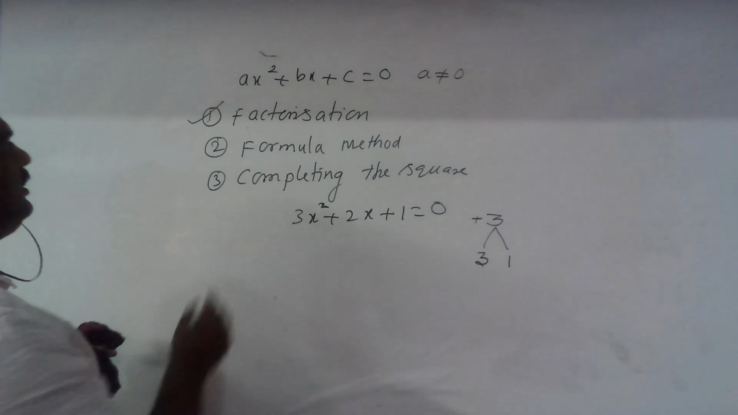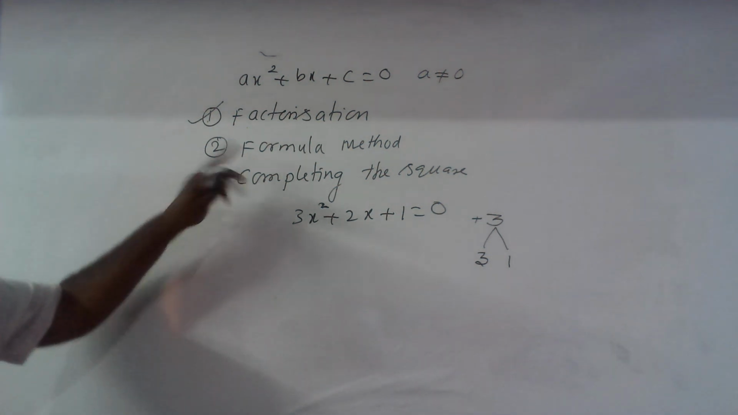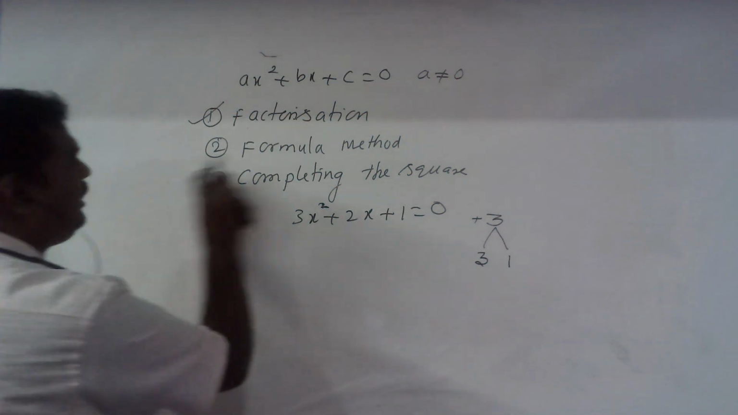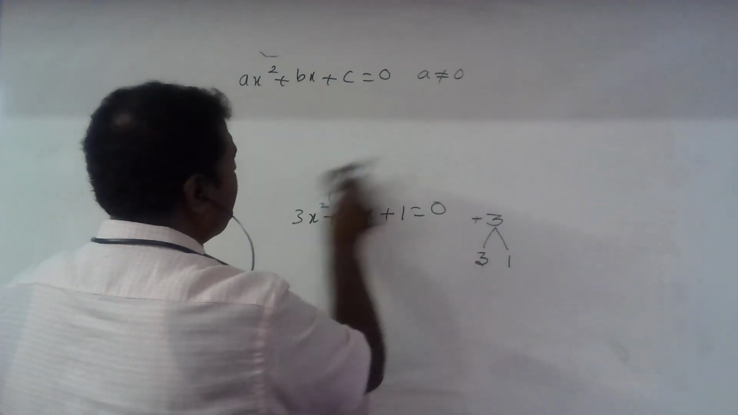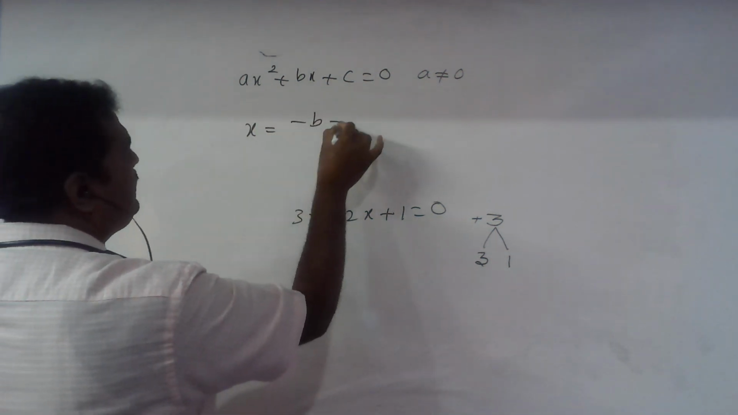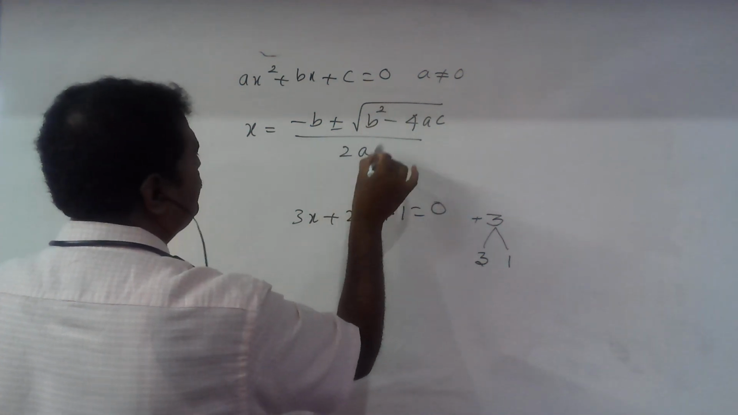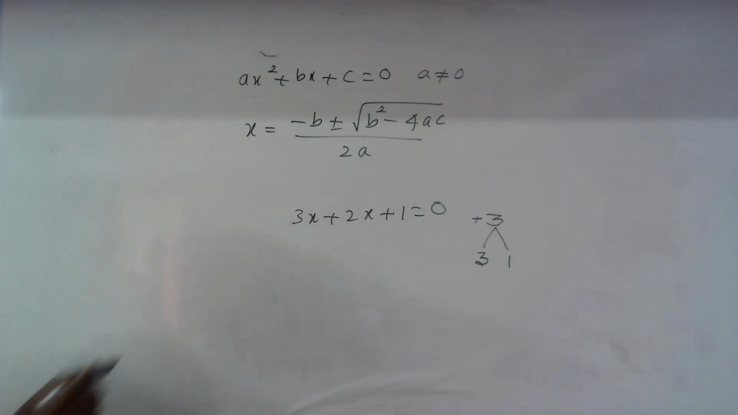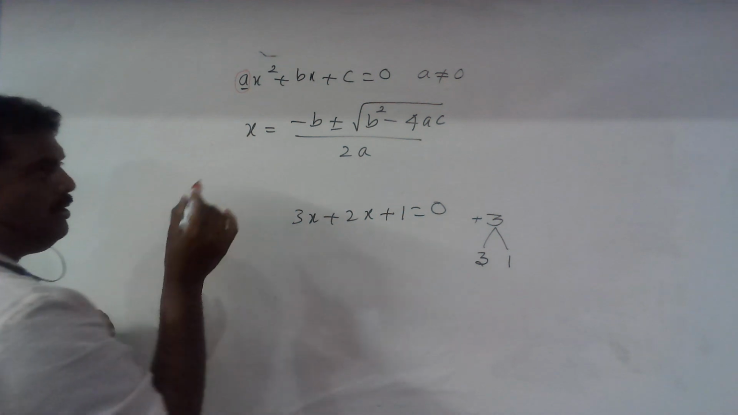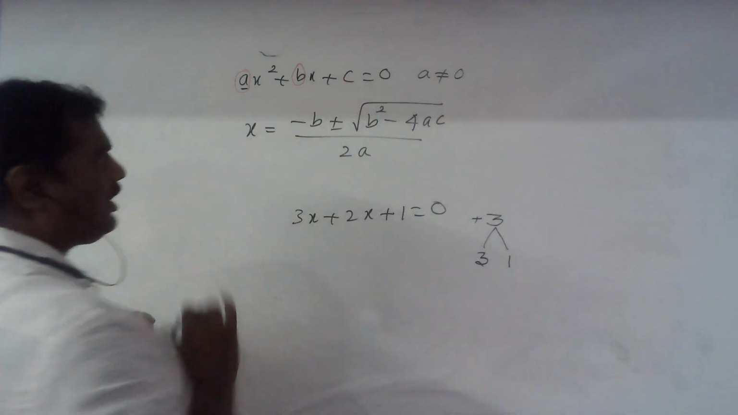So in the examination, if the question asks to solve by the formula method, even though it is factorizable, you have to solve by the formula method only. Now what is the formula for the quadratic equation ax square plus bx plus c equal to 0? The formula is x is equal to minus b plus or minus root of b square minus 4ac, whole divided by 2a. So what are a, b, c here? a is the coefficient of x square, b is the coefficient of x, and c is the constant.